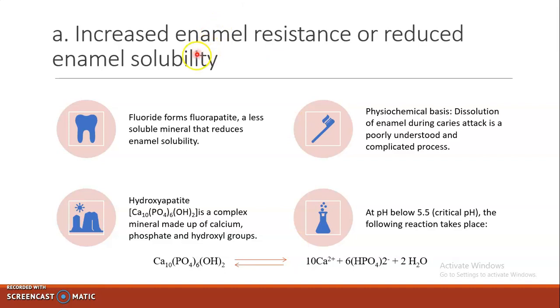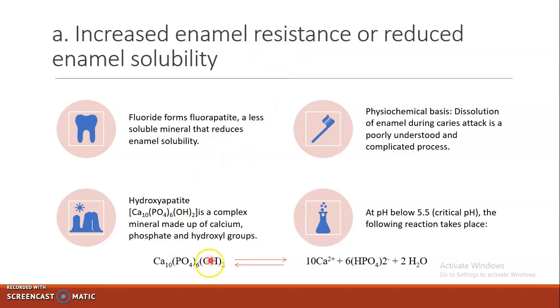Routinely. So now coming to what does fluoride do? Fluoride forms fluorapatite. So when the hydroxyl group is replaced with fluorine, it forms fluorapatite, which is much more stable than hydroxyapatite. Hence, it increases the enamel resistance.